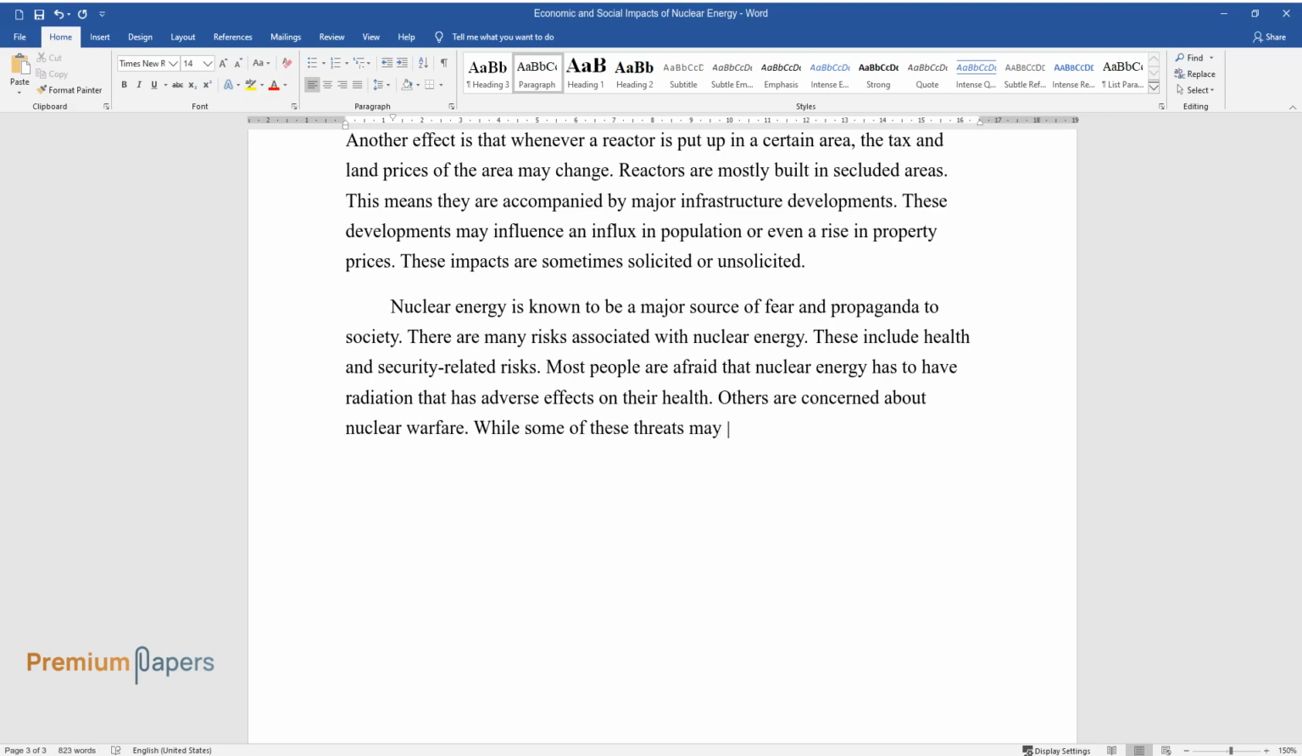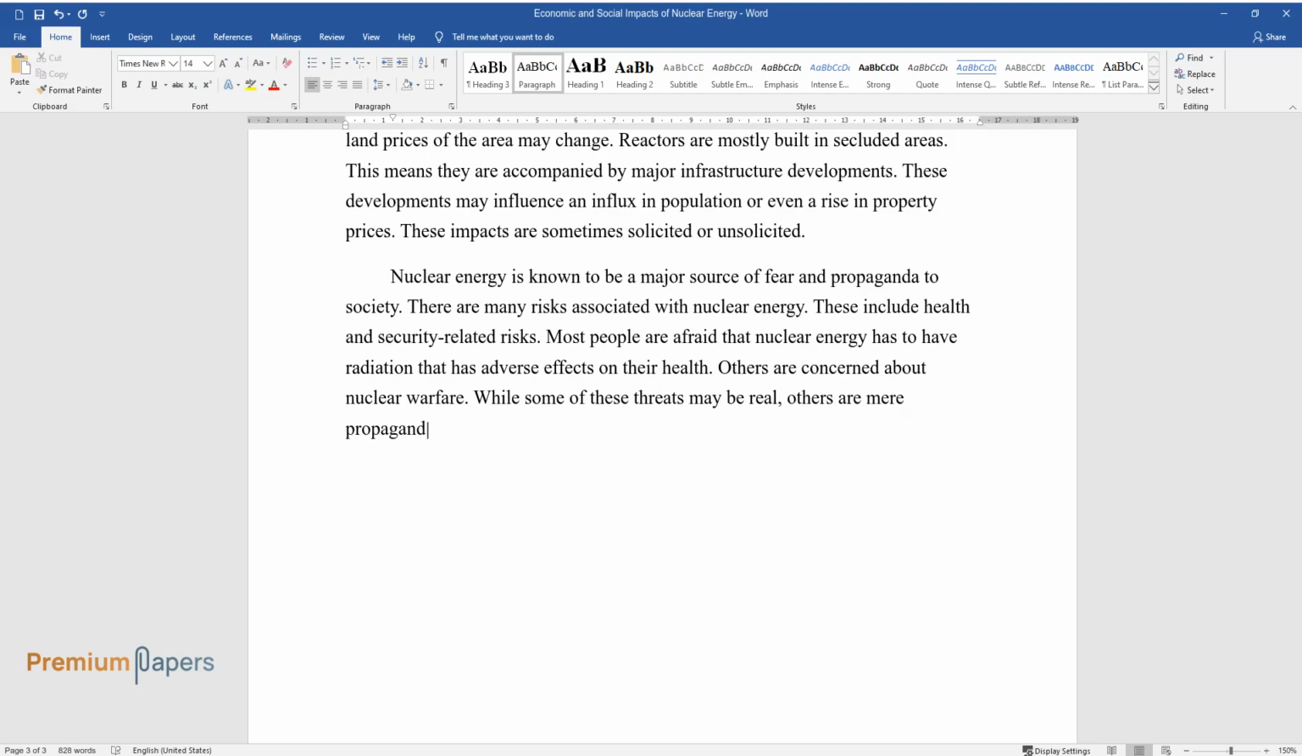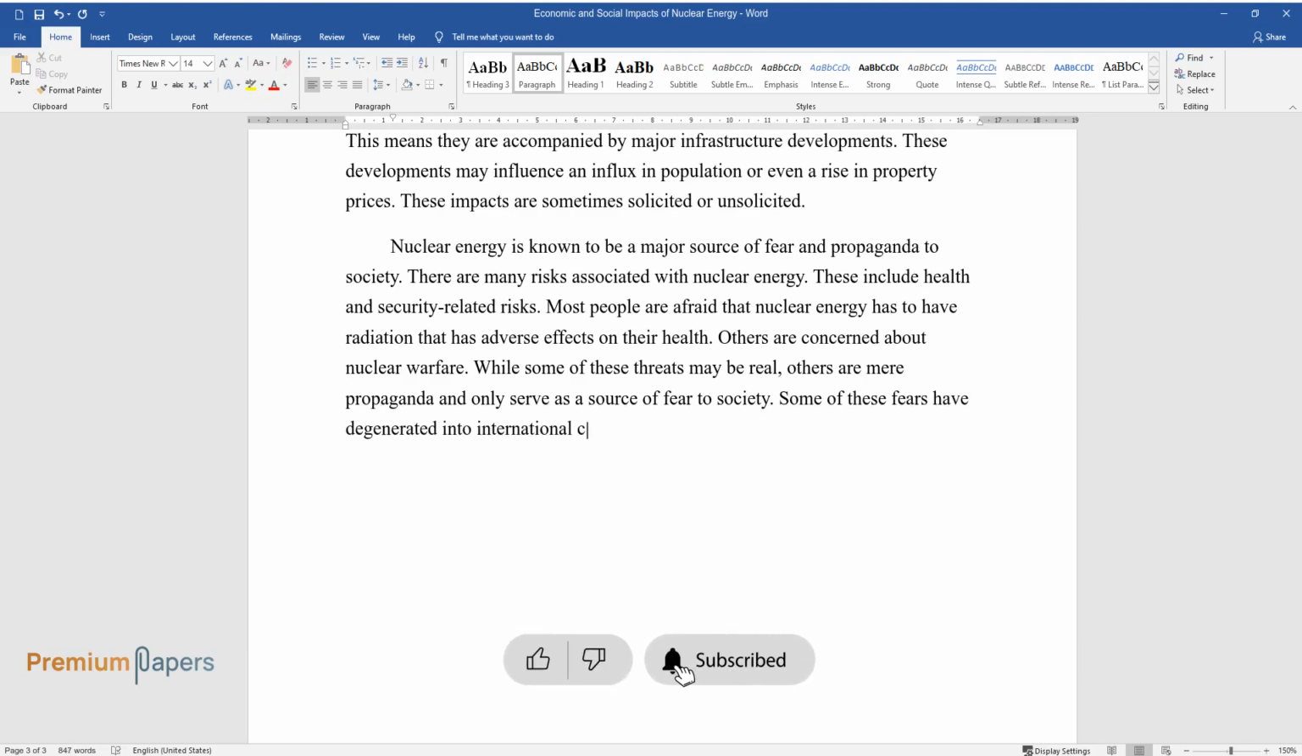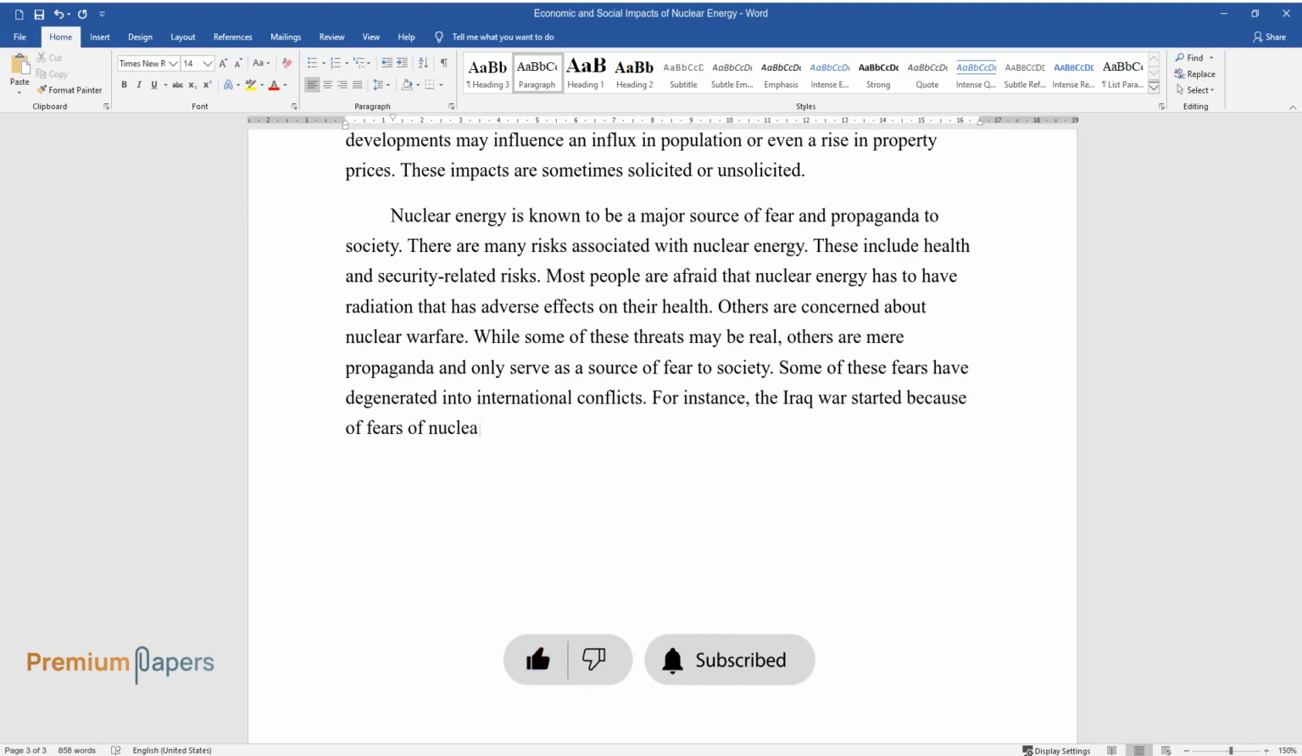While some of these threats may be real, others are mere propaganda and only serve as a source of fear to society. Some of these fears have degenerated into international conflicts. For instance, the Iraq War started because of fears of nuclear energy misuse.